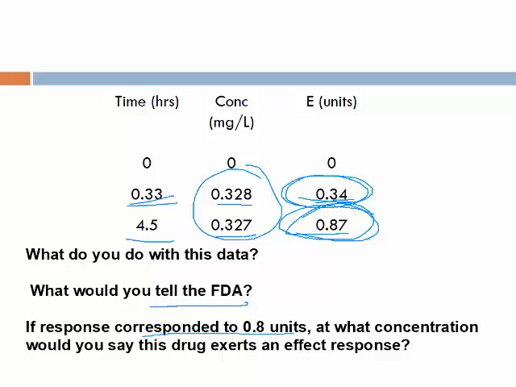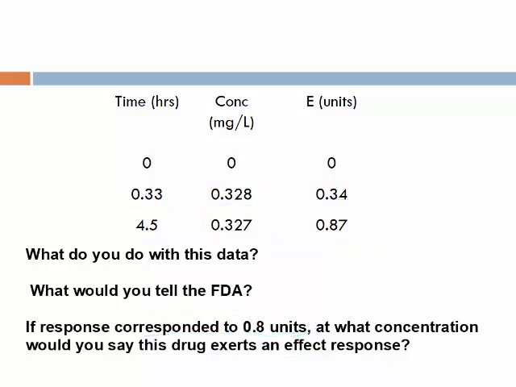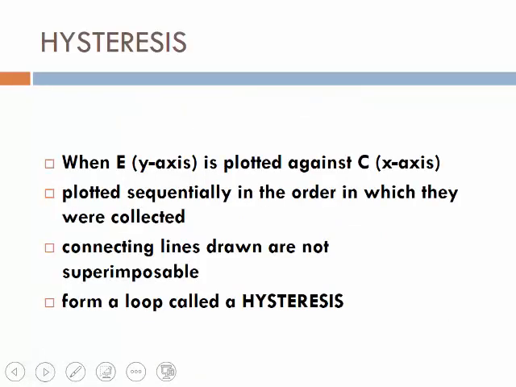So if response corresponds to 0.8 units, what concentration would you say this drug exerts an effect response? Would you say 0.327? I don't think so. Because depending on the time, it could also be less than what was needed for a response. So when this happens, it's called a hysteresis, which is one of my favorite words. Hysteresis. It's hysterical.